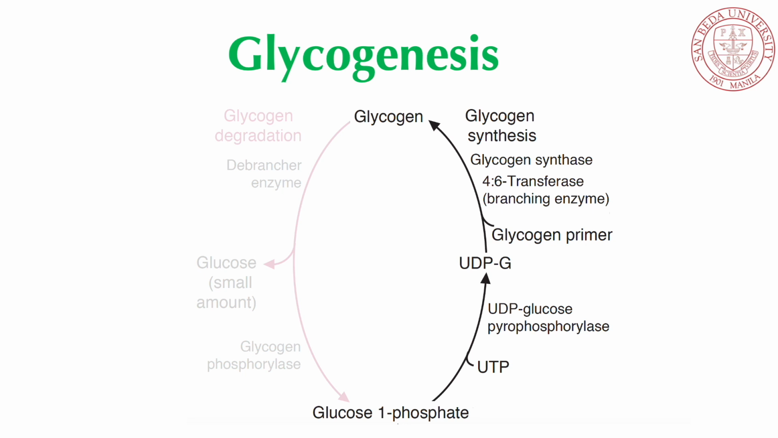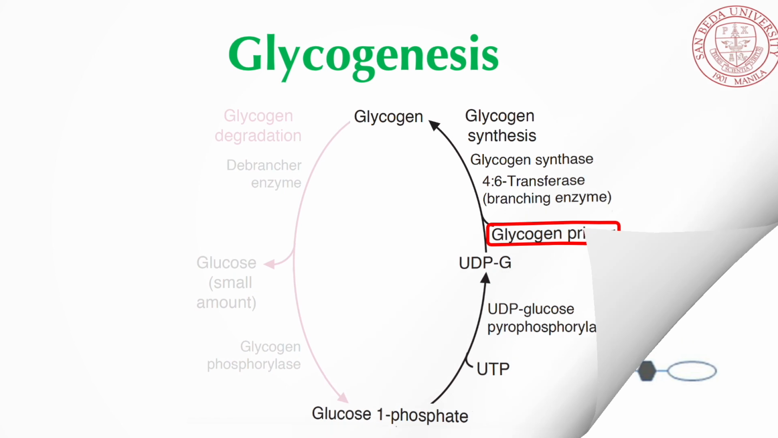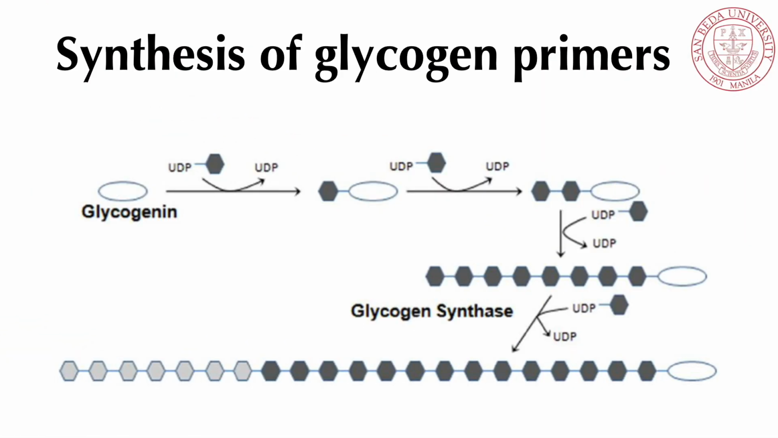So we are now drawing near the end of the glycogenesis discussion. But there is one more member of this pathway that has not yet been discussed at length, the glycogen primer. Now, one thing about glycogen synthase is that it elongates the chains of a pre-existing glycogen molecule. But how does a glycogen molecule materialize in the first place? It begins with the production of a protein called glycogenin.